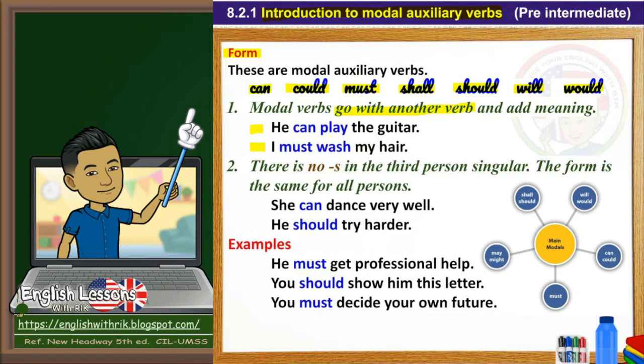There is no S in the third person singular. The form is the same for all persons. She can dance very well. He should try harder. Here are some more examples. He must get professional help. You should show him this letter. You must decide your own future.